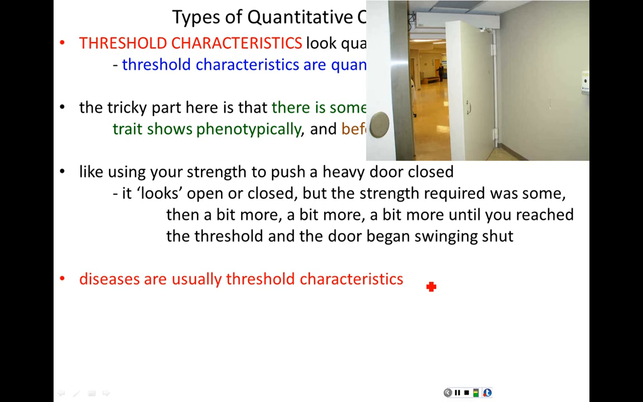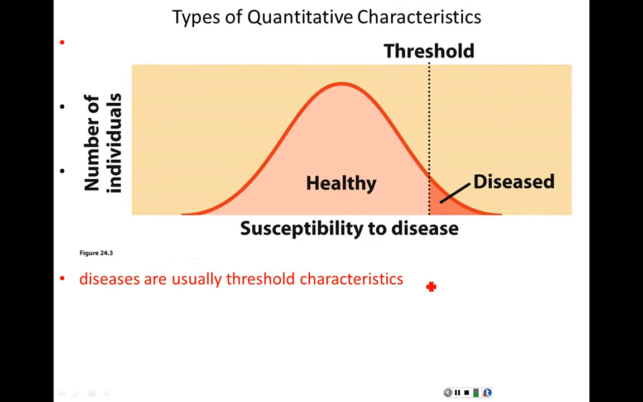Diseases, cancer is a good example, but diseases are usually threshold characteristics. There are two states, diseased and not diseased, or healthy, and so it looks discontinuous. It looks qualitative. Disease, no disease. But in fact, it is a quantitative trait with a spectrum of phenotypes that remain invisible, just like pushing on that door with more and more strength.